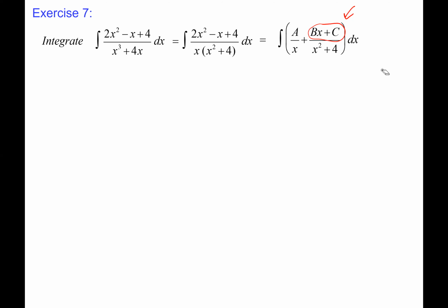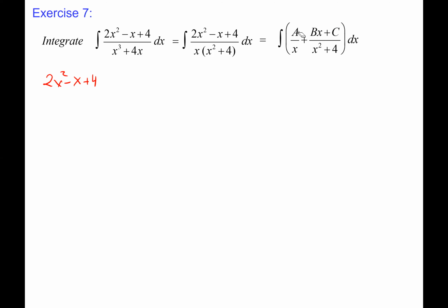I may integrate keeping a, b, and c, but let's maybe find a, b, and c, and then we will integrate. Because especially for the second partial fraction, we need a few extra steps. Okay, the numerator, 2x squared minus x plus 4. This numerator must be the same as this one when I combine the fractions.